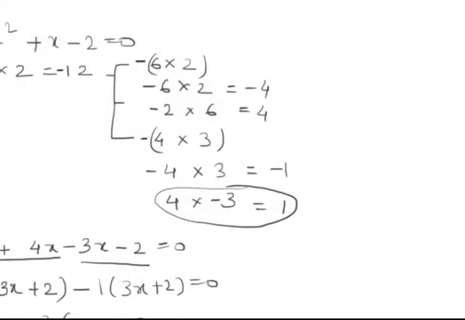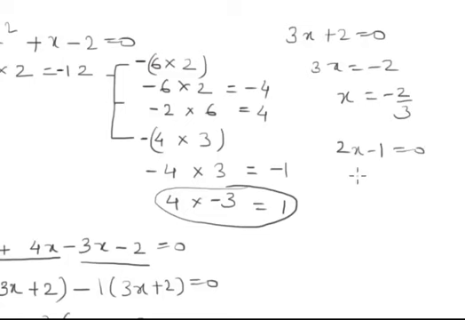Product of these two terms is 0. So either 3x plus 2 is 0. If 3x plus 2 is 0, 3x equals minus 2 and x equals minus 2 by 3. If you have 2x minus 1 equals 0, so 2x equals 1, so x equals 1 by 2. So the values of x are minus 2 by 3 and 1 by 2. So minus 2 by 3 and 1 by 2 are the zeros of the given quadratic equation, or they are solutions for the given quadratic equation.